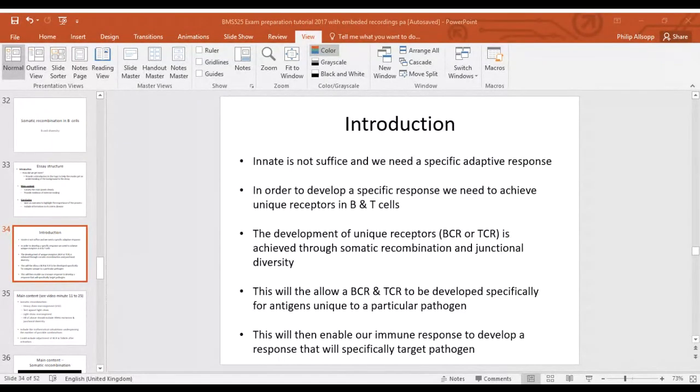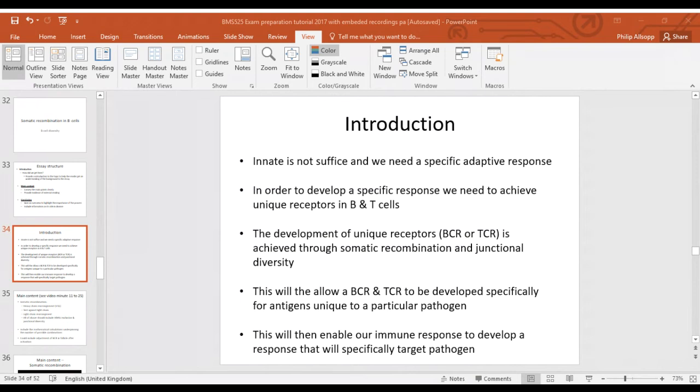If I took a B cell from my body now, it would only be able to respond to a designated pathogen that its B cell receptor can recognize and bind to. Are we happy with that? Are we aware of that? Okay.